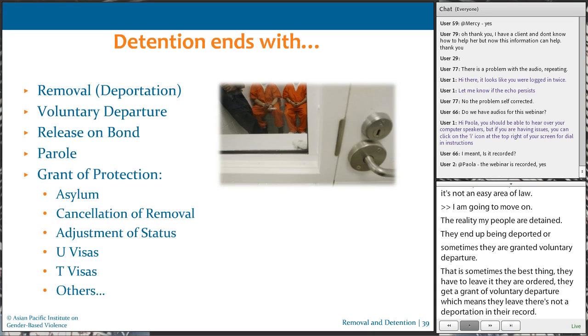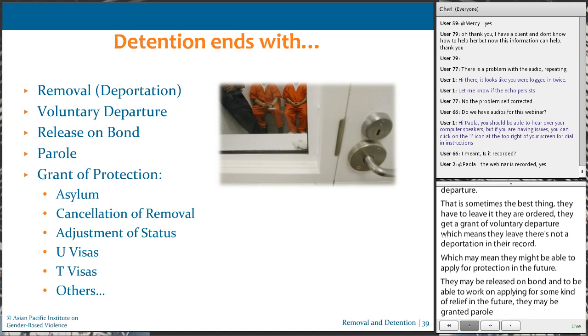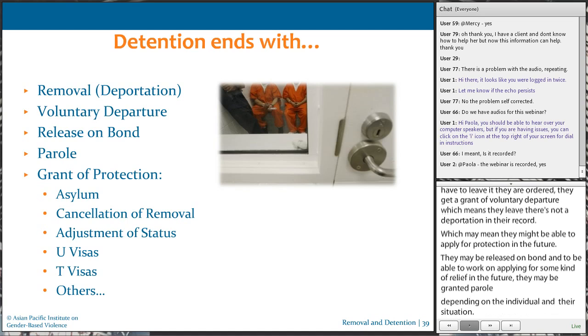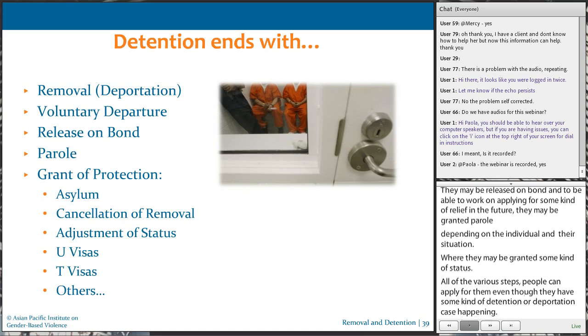They may be released on bond and be able to work on applying for some kind of relief in the future. They may be granted parole depending on the individual officers in that particular situation. Or they may be granted some kind of status. All of the various statuses I talked about earlier, people can apply for them even though they have some kind of detention or deportation case happening. And so what can happen is ICE can either decide to close the deportation case, or people can actually apply for some of these forms of protection in front of the immigration judge.